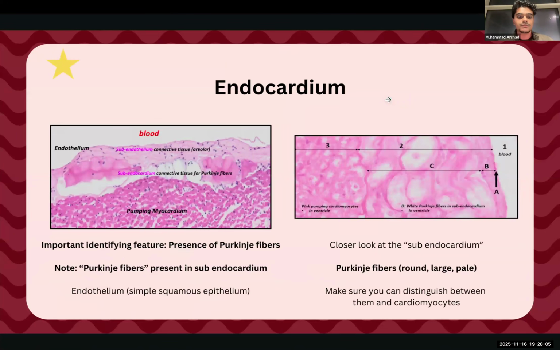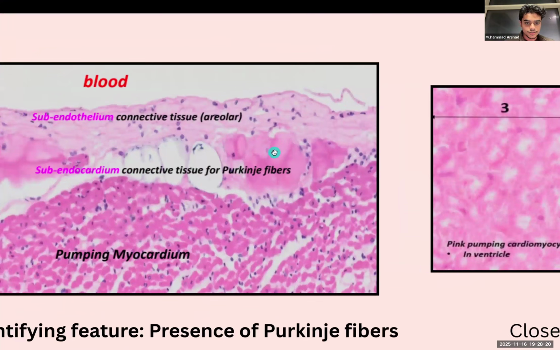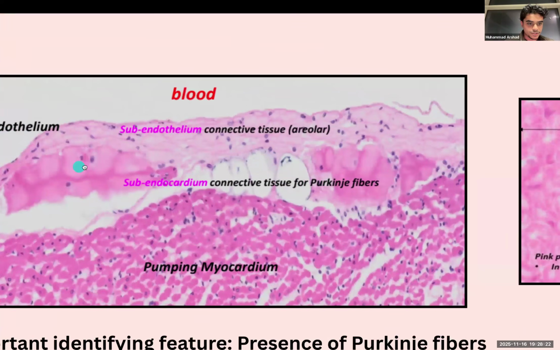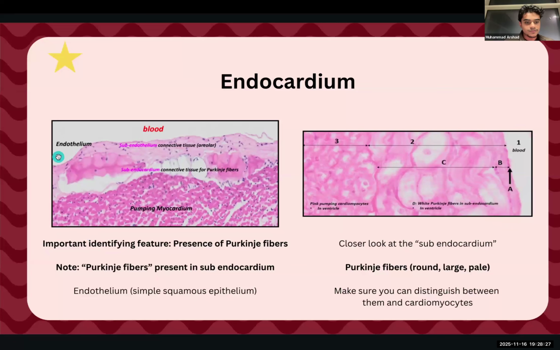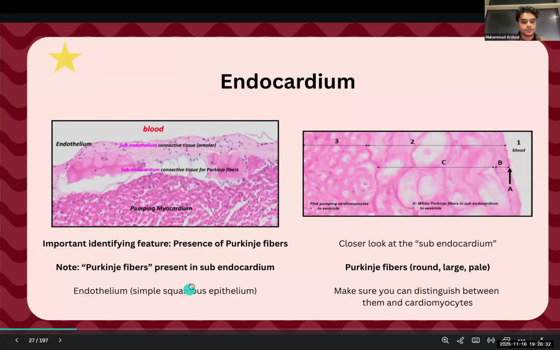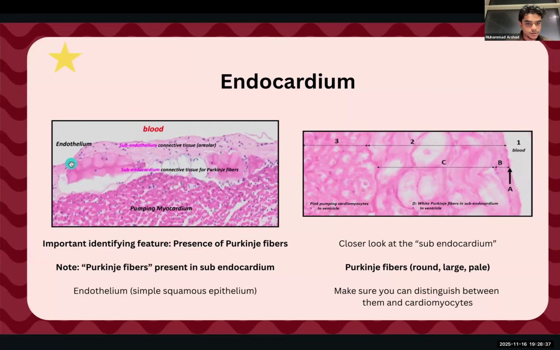Okay, now let's talk about the endocardium. The most important identifying feature is the presence of Purkinje fibers. Now, what are Purkinje fibers? They basically just help conduct electrical signals in the heart. I'm sure you guys took that. But if we look over here, this is what the Purkinje fibers are specifically. And you guys should definitely know what these look like. And then you have the endothelium, which again is going to be facing the blood, and it's just a simple squamous epithelium. You should also know that these Purkinje fibers I was talking about are present in the subendocardium.